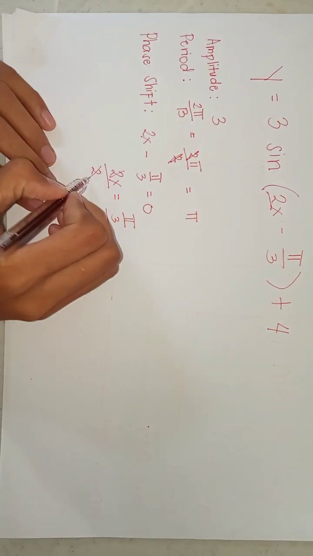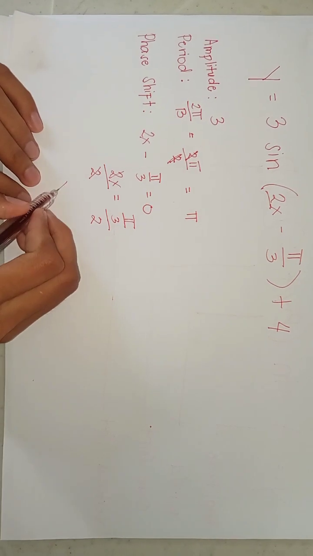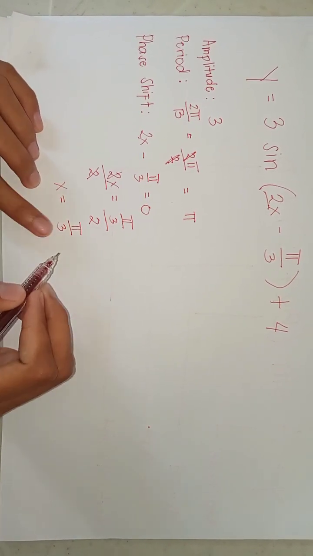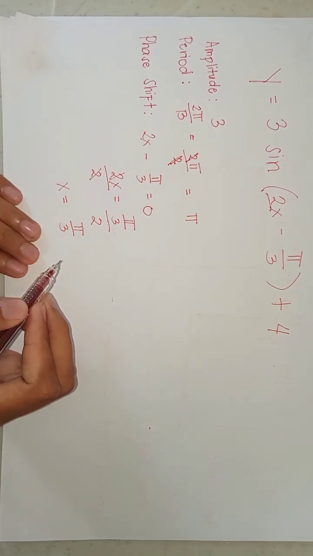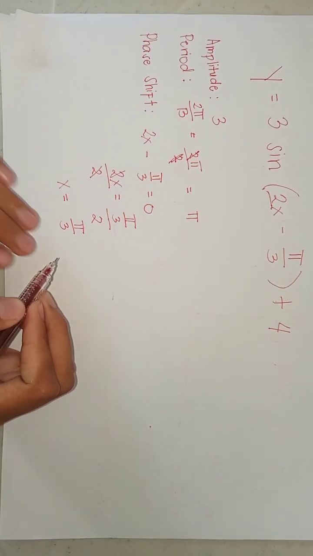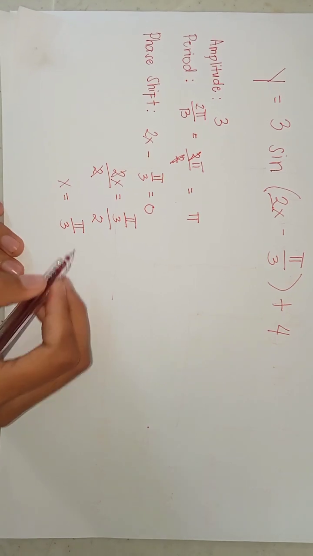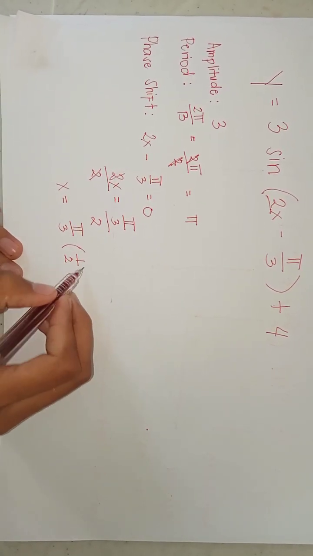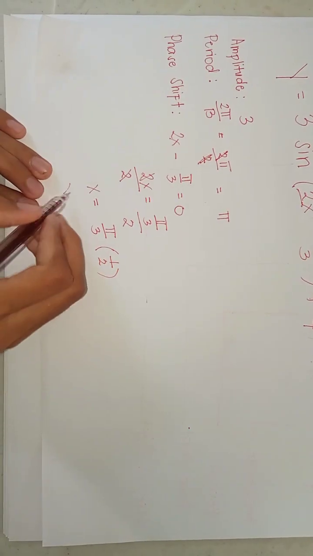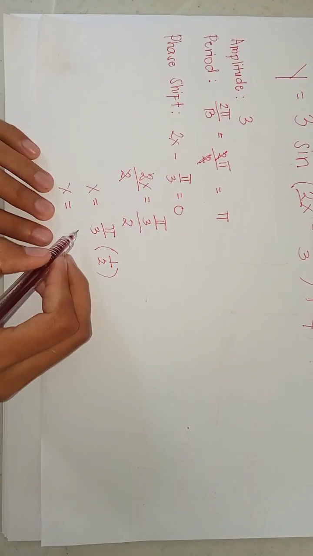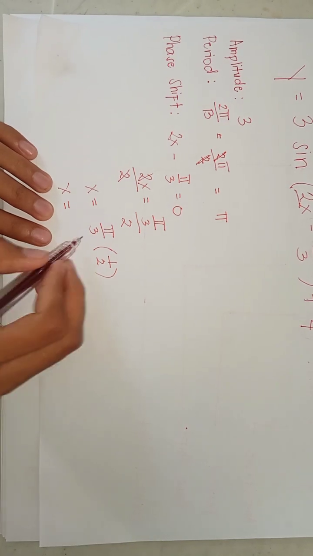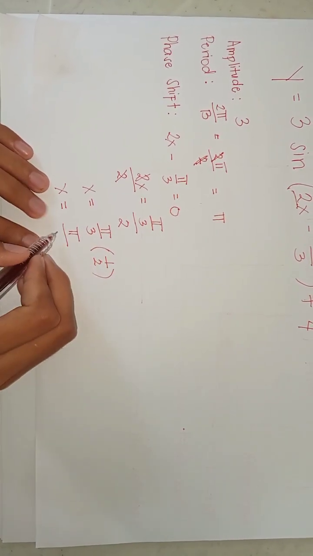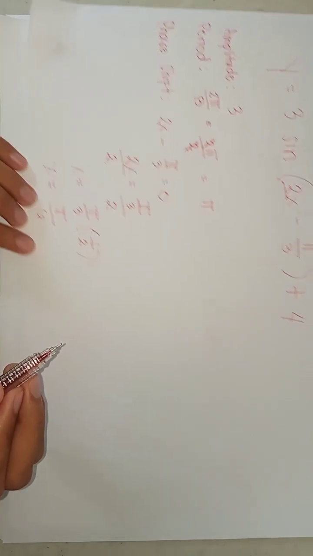Cancel out the 2. Then the remaining is x equals pi over 3 divided by 2, or we can multiply it by the reciprocal of the divisor, which is 1/2. So our x now is pi times 1 equals pi, then 3 times 2 equals 6. So this is our phase shift.